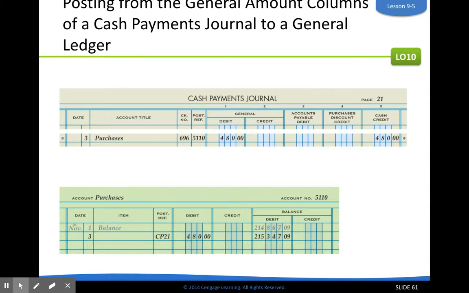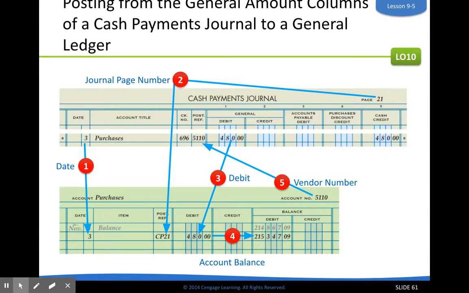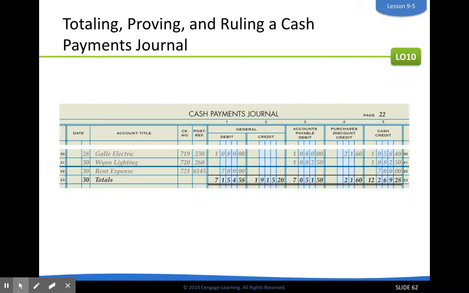We need to do the same thing for purchases. So now we're into our general ledger. Same thing the way we've always posted. 5 steps. Don't forget to put the vendor number back up into our journal.